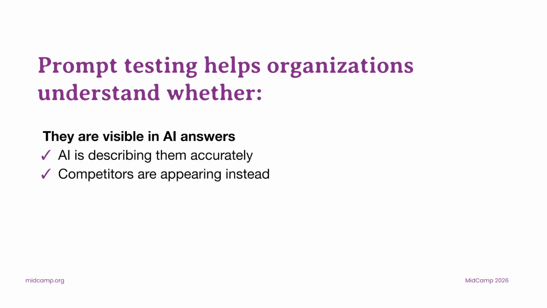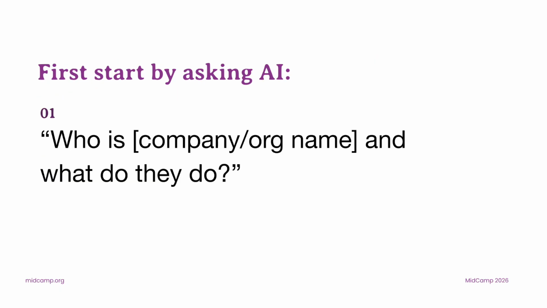so you can understand whether AI is describing you accurately and/or your competitors are actually coming up before you. You don't want that. So it's simple. The way you do it is you choose your AI of choice, and you put in the first question: who is company name and what do they do? So in this instance, we would put in who is Sandstorm and what do they do.